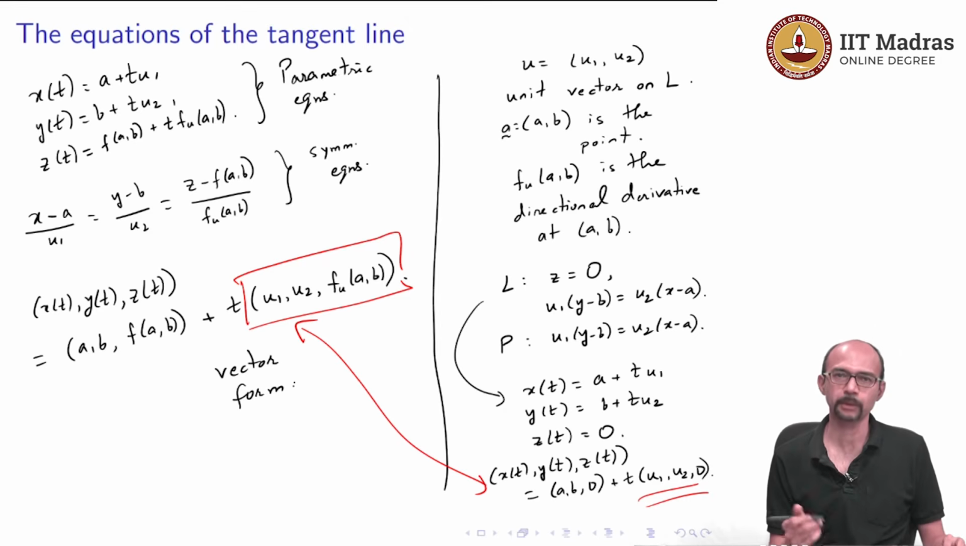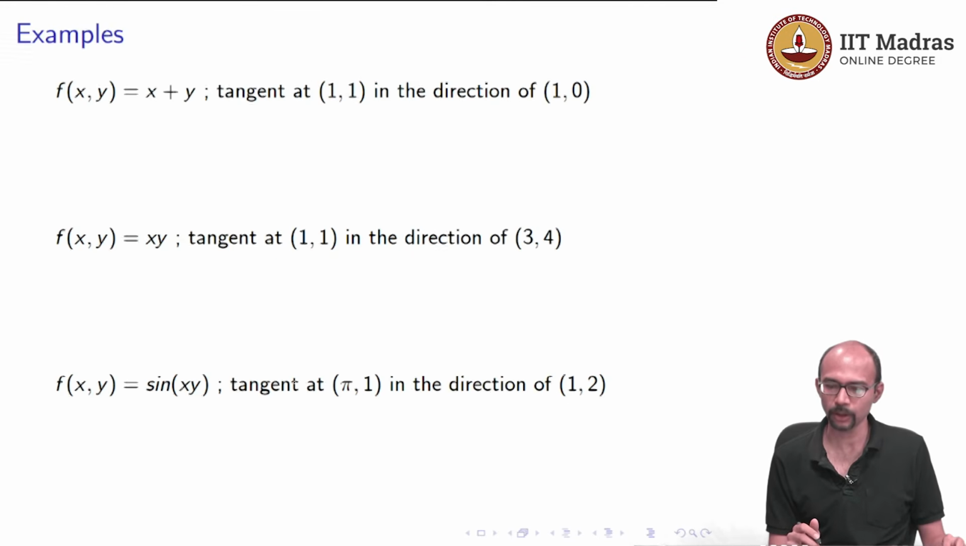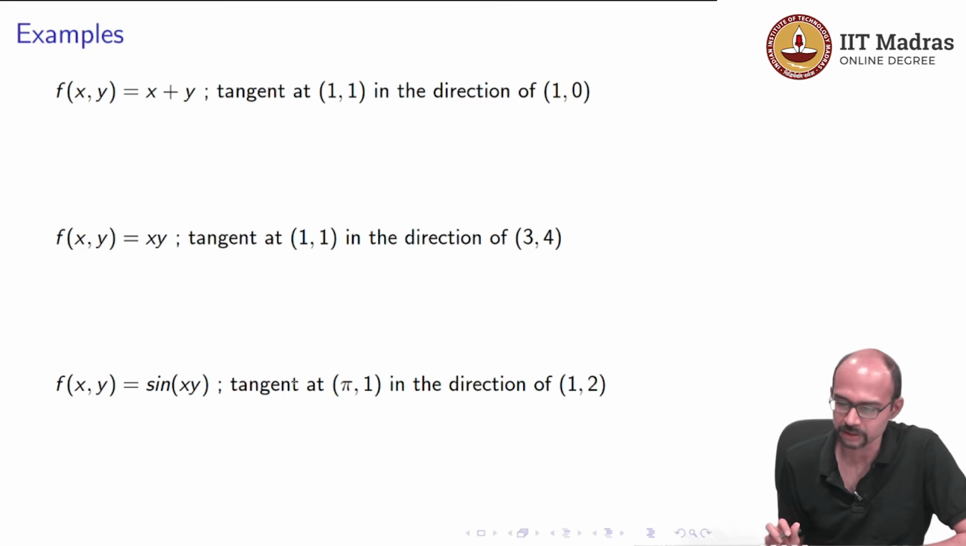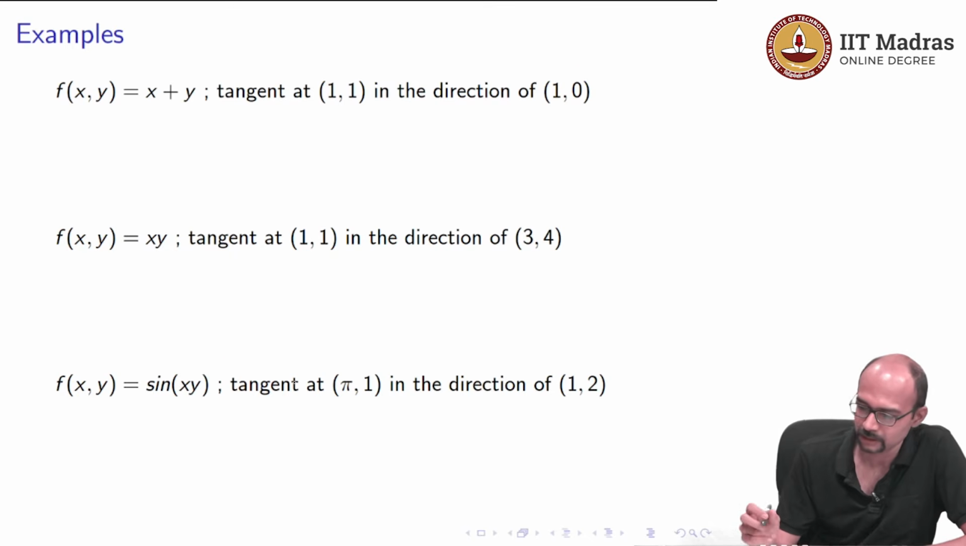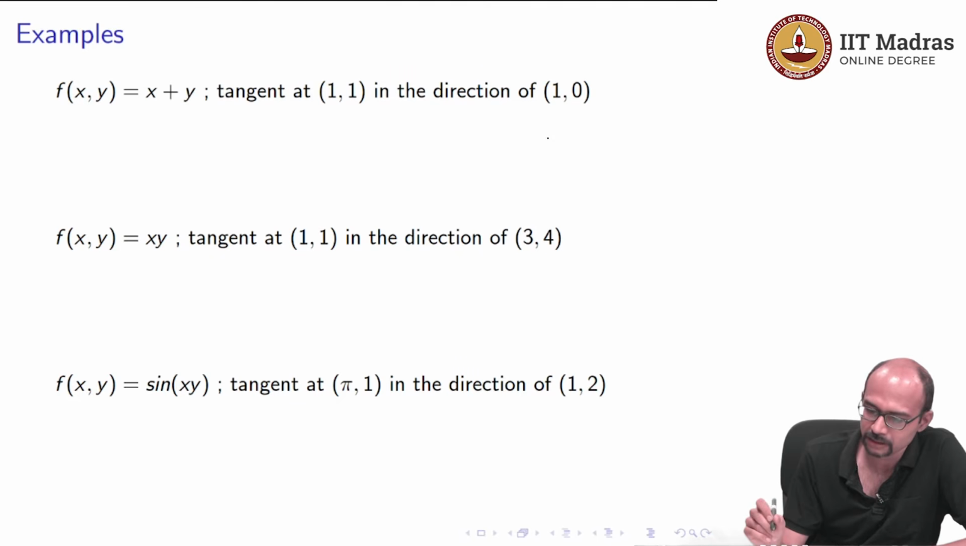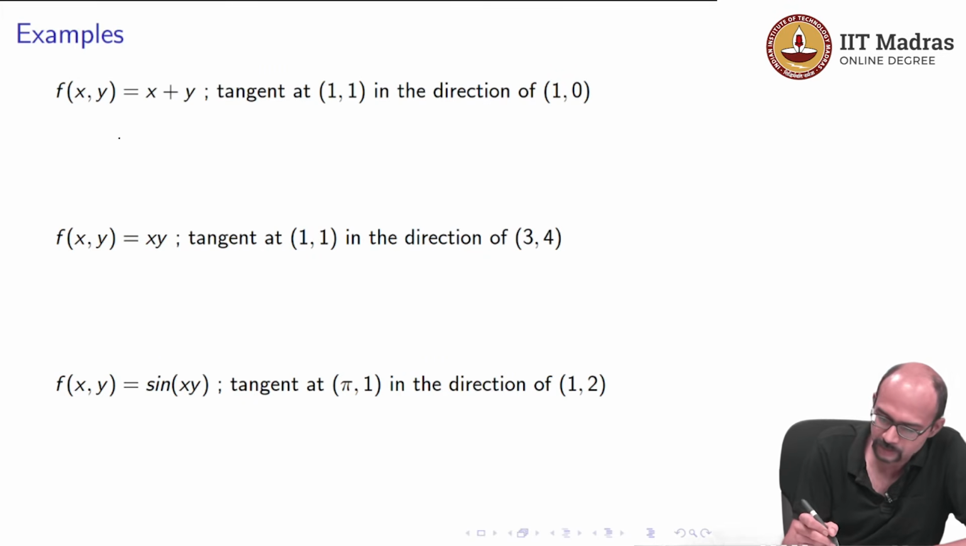So, let us see a couple of examples so that we can make this concrete. Let us compute some of these things at the mentioned points and in the mentioned directions. Let us look at the function x + y and the tangent at (1, 1) in the direction of (1, 0). How do I get this? For this I have to first find the directional derivative.